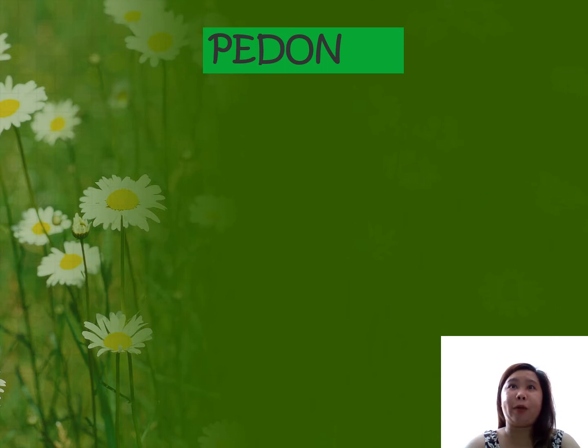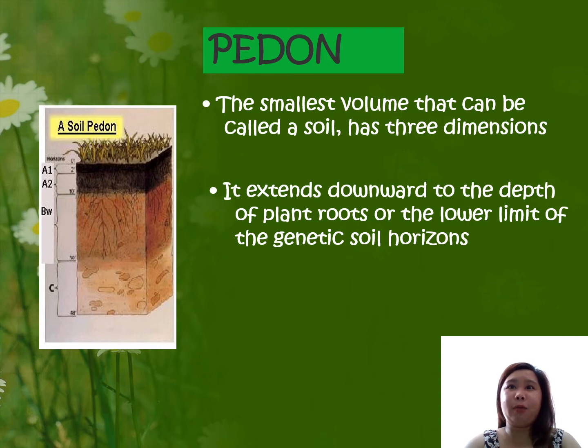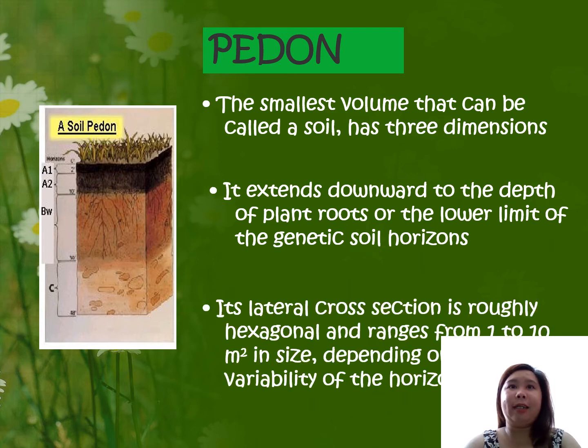In studying the soil profile, you must also be familiar with the term pedon, or the concept of pedon. Pedon is the smallest volume that can be called a soil. It has three dimensions. It extends downward to the depth of plant roots, or the lower limit of the genetic soil horizons. And its lateral cross-section is roughly hexagonal. It ranges from 1 to 10 square meters in size, and that depends on the variability of the horizons.